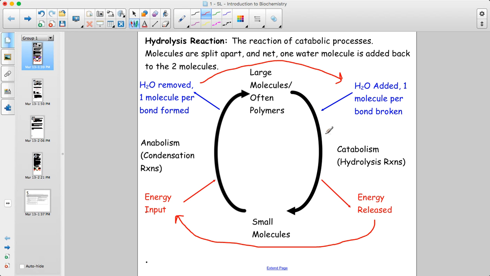But net, you get this cycle happening inside of you where you will digest food to get energy so that you can get small molecules, and also so that you can get energy to then build them into specific large molecules. And then when necessary, those large molecules get broken down and the cycle continues.